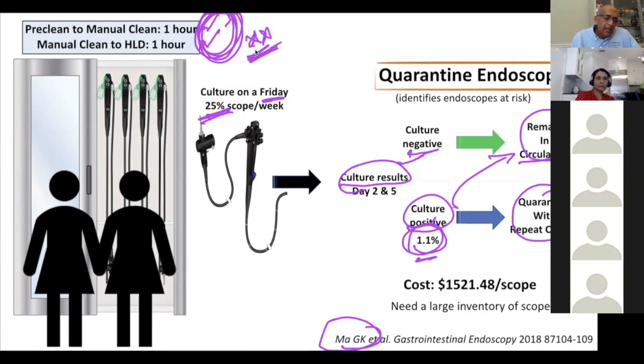That is, as a unit, they said from the time the scope comes out to high-level disinfection, it should happen within 2 hours. And it cost them about $1,500 per year per scope, but you need a large inventory of the scopes.